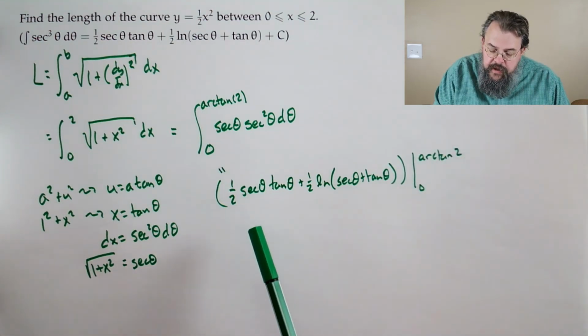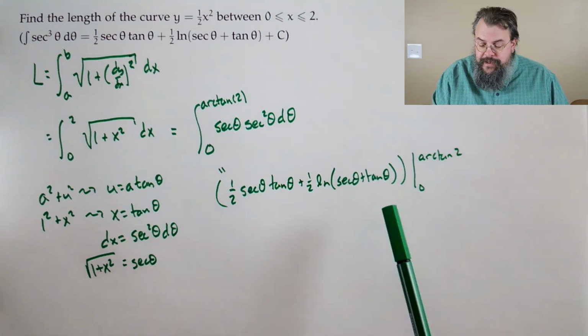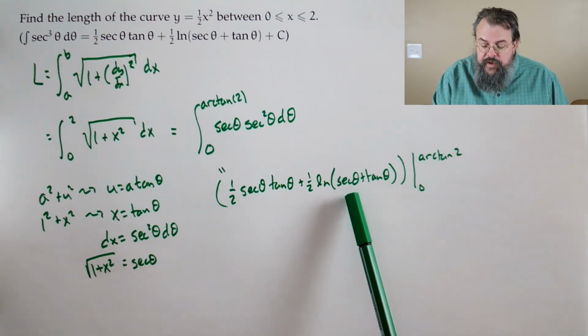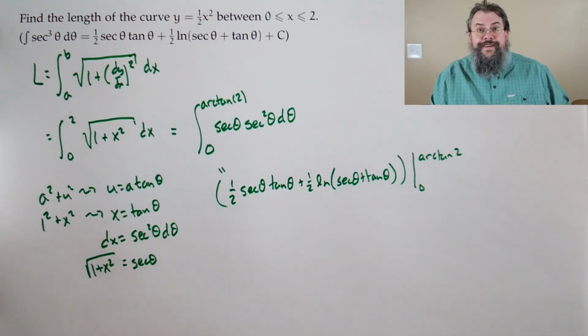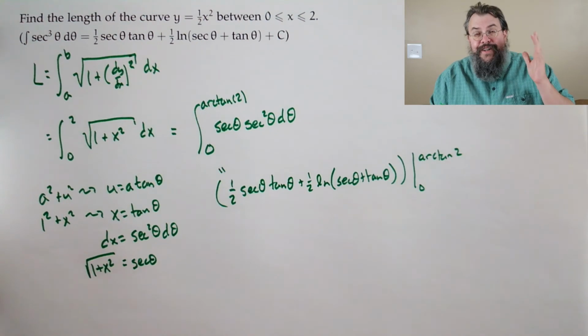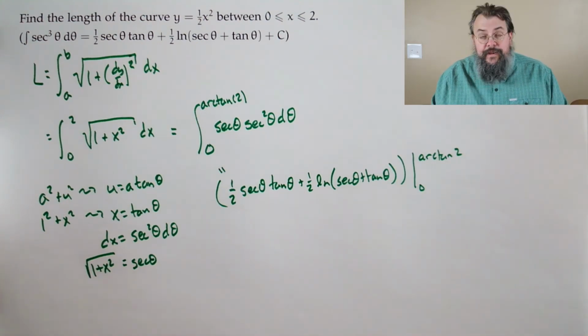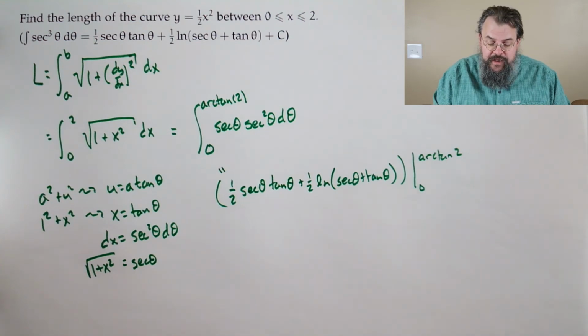Now, if you look, when you plug in 0, tangent of 0 is 0. That means that's a 0 as well. Secant of 0 is 1, log of 1 is 0. Okay, phew. So we only need to plug in arctangent of 2. Now, to help us do that, let's draw ourselves a picture.